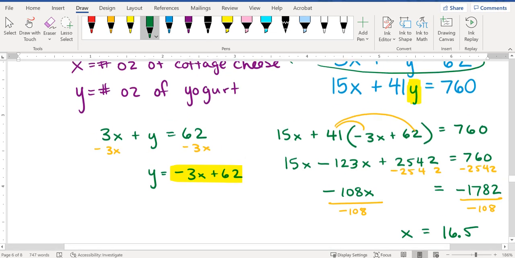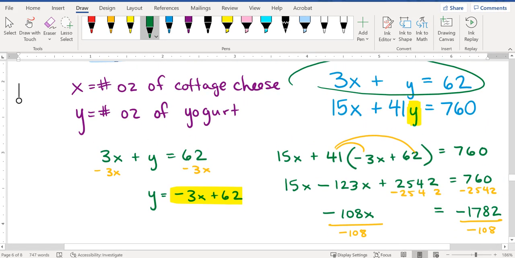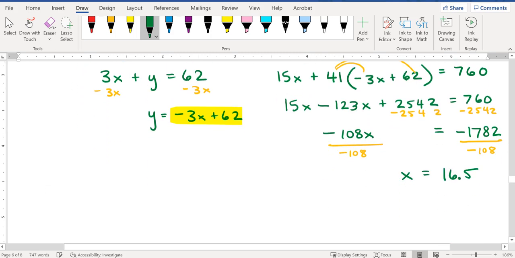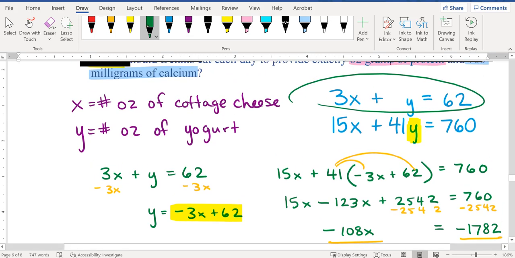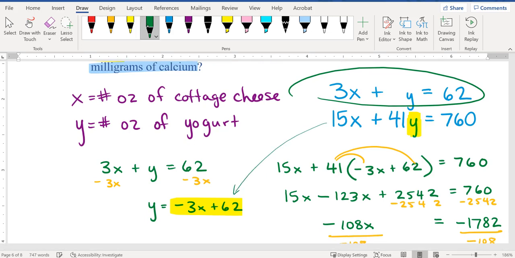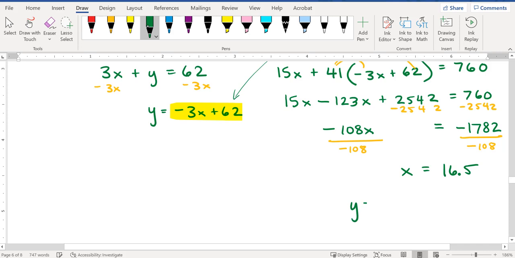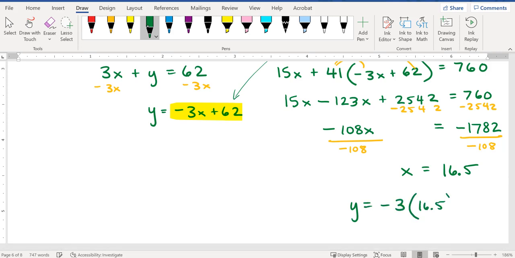So what was y again? Or sorry, x? X was the number of ounces of cottage cheese. Okay, but I'm only halfway finished. I've got to go find y now. So I'm going to plug that back into one of the two original equations, which this one is an equivalent equation. So I have y equals negative 3 times 16.5 plus 62.